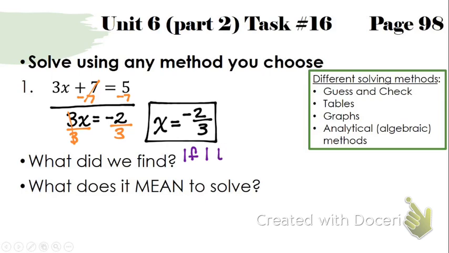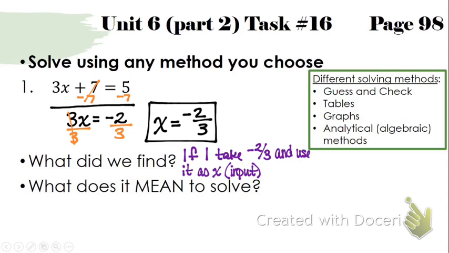So if I take this answer, if I take negative 2/3, and use it as x, that makes it an input value. What would we find? If I take negative 2/3 and I put it in the place of x, what's going to happen? It's going to equal what? 5. It's going to equal 5.